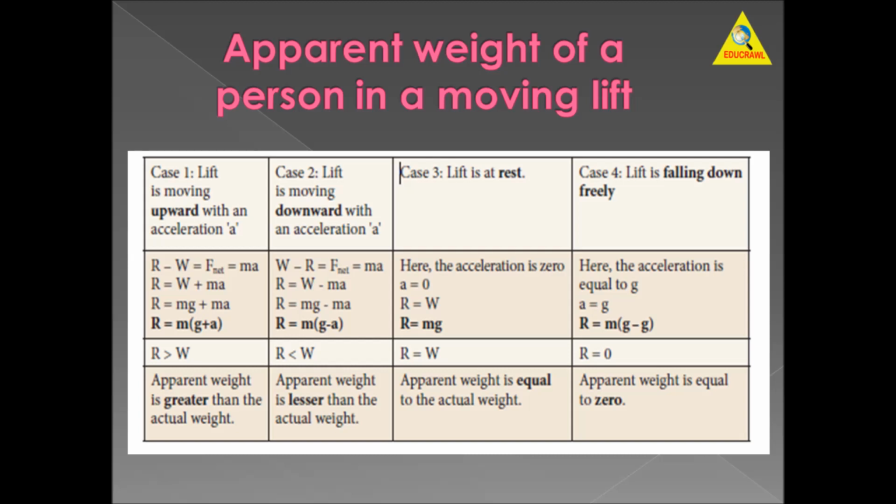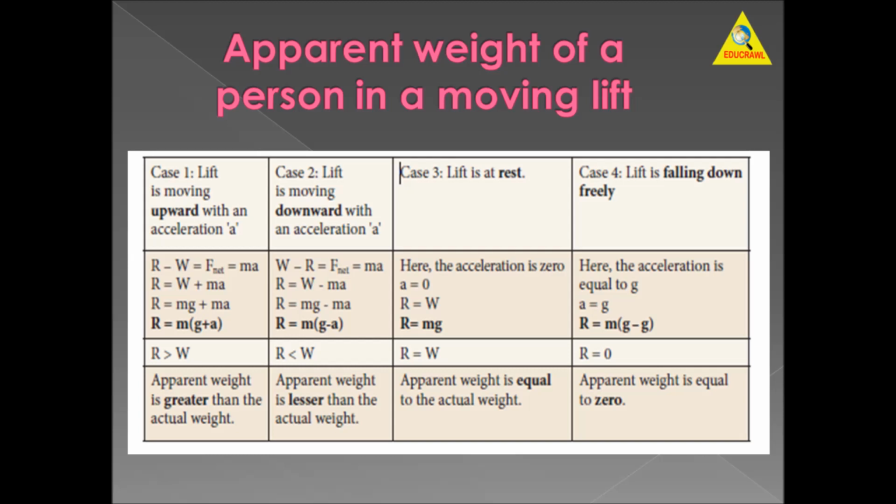Usually in physics, the negative sign denotes that the direction is opposite. In case 2, the lift is moving downwards, which is in the same direction as the actual weight W, and it is opposite to the direction of the reaction force R. Hence it is given as minus R. Hence W minus R is equal to MA. That is the net force.